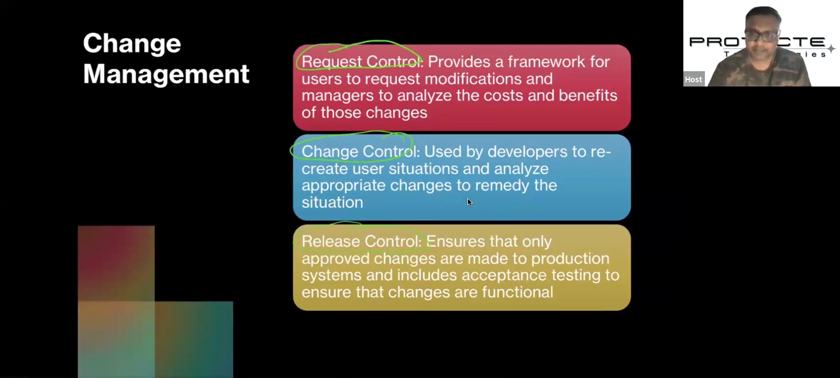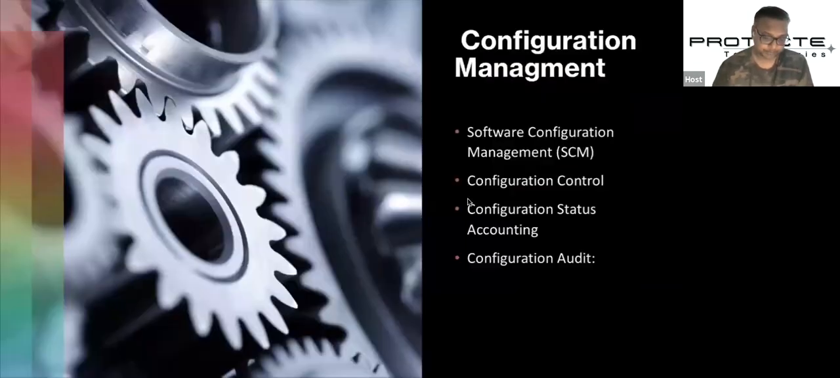Okay. You develop it, test it, and release it into the production system. So what happens in request control? You analyze. What happens in change control? You see that the changes which have been requested can be incorporated, and in the release control, you make sure that the changes which were requested have been tested and developed and meet the required criteria and are released into the production. Okay. Similarly, software also undergoes configuration management, and it's called SCM, software configuration management.